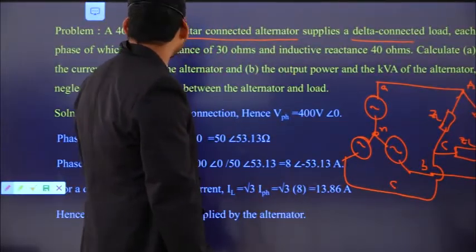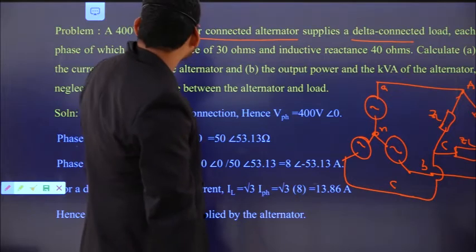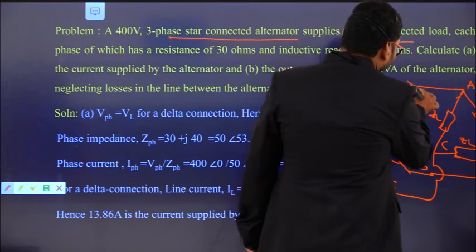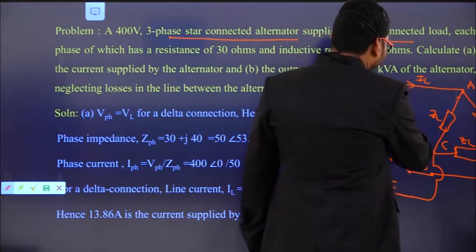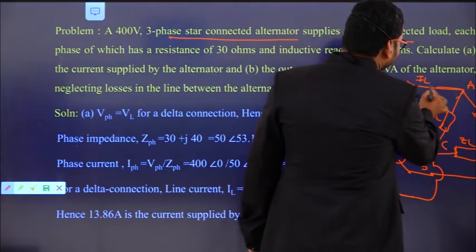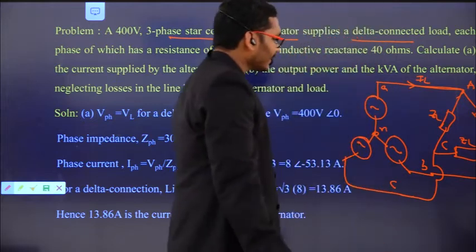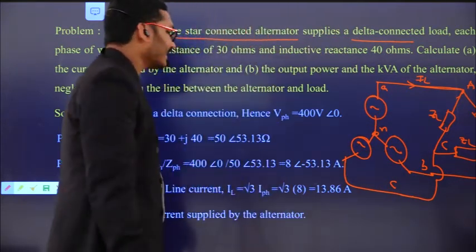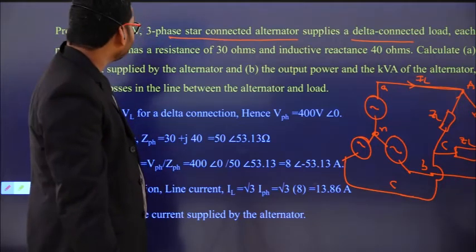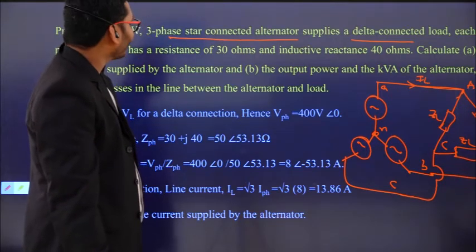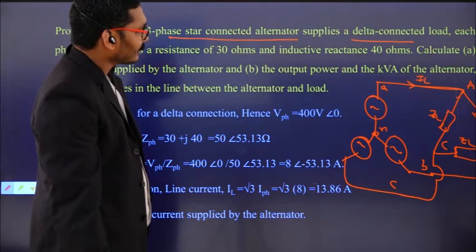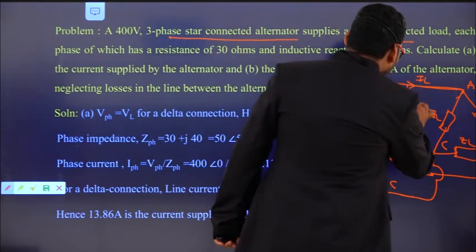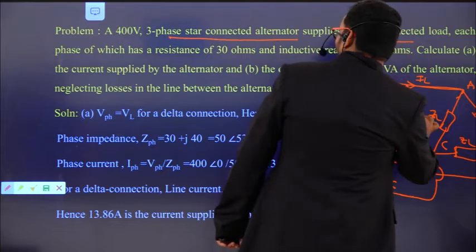What he is asking in question 1 is the current supplied by the alternator. The current supplied by the alternator equals the line current of the delta connected load. Both are the same, so you have to find out this current. How will you find it? He has already given 400 volts, three phase. It means he has given the line voltage, which equals 400 volts.